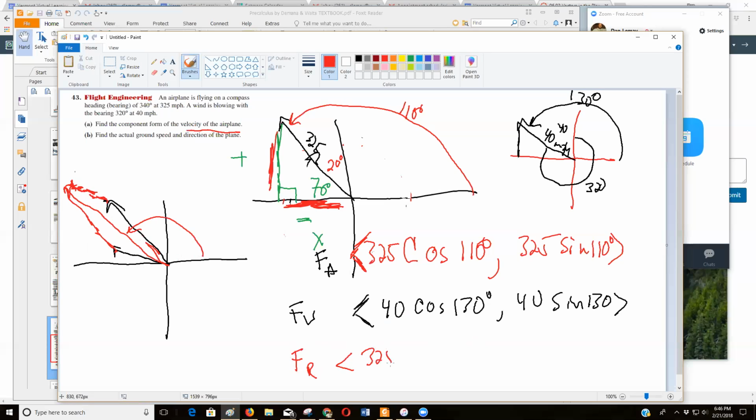So 325 times the cosine of 110 plus 40 times the cosine of 130. That'll be the horizontal. And then we do 325 times the sine of 110 plus 40 times the sine of 130. And then at this point, of course, I'm going to pull out my calculator and do some calculating here.